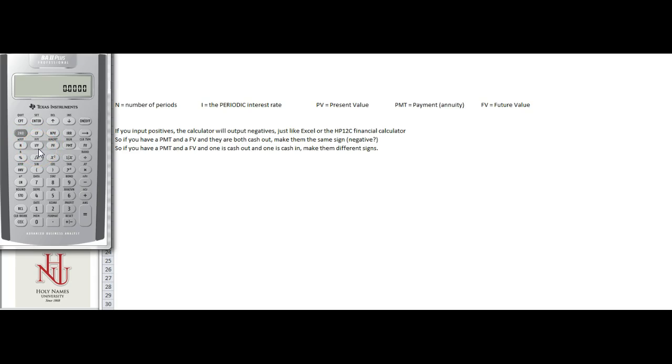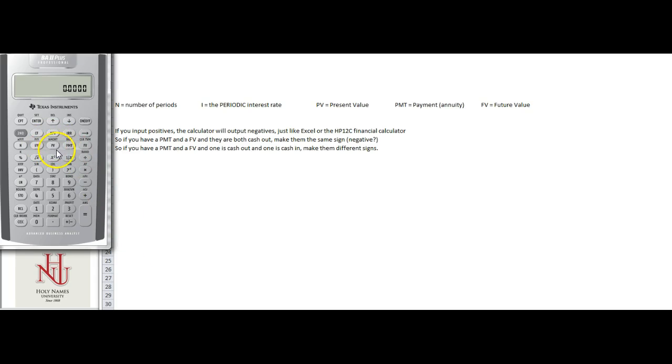So if we had 1 year, the periodic interest rate would be the annual rate. If, however, we're talking about a monthly payment, then the periodic interest rate would be the annual rate divided by 12. So if we had a nominal rate of 12 and we're doing monthly payments, the periodic interest rate would be 1. 12% per year divided by 12 periods per year gives us a 1.